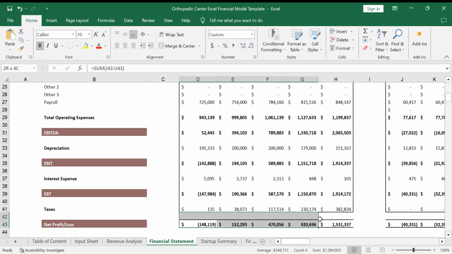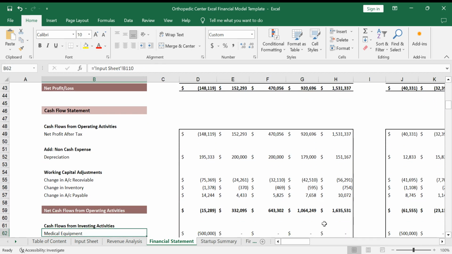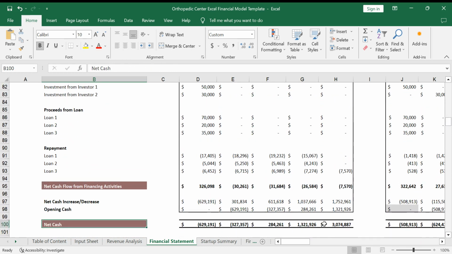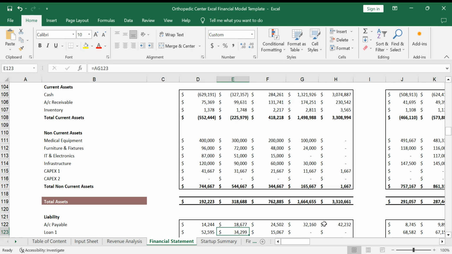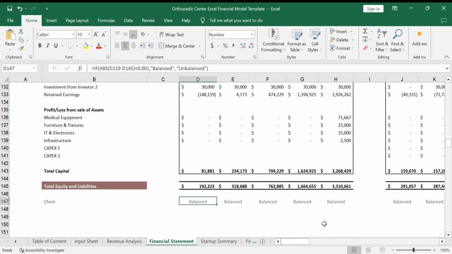So we have net income on an annual basis, and we also have it on a monthly basis. Then we have the cash flow statement, which shows the cash flows from operating activities, investing activities, and financing activities. At the end, you will get the net cash that your business is going to have. Then we have the balance sheet, which shows the values of assets, liabilities, and owner's equity at a specific point in time. You will know whether your balance sheet is balanced or not. If it is not balanced, then there must be some issues.